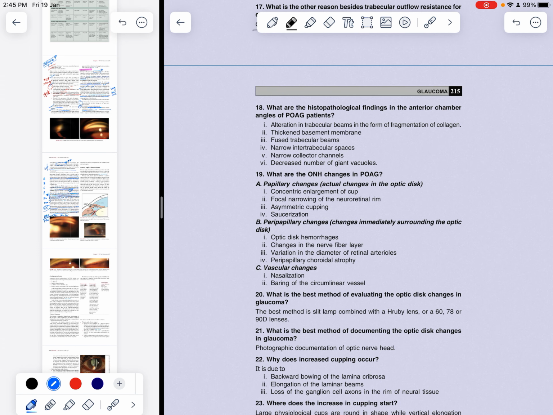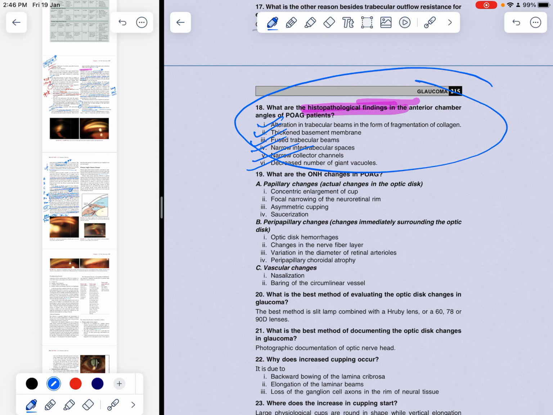What are the histopathological changes? This is a new question apart from Parsons. Histopath changes. Make a note of it. Alteration of trabecular beams in the form of fragmentation of collagen, thickened basement membrane, fused trabecular beams, narrow intertrabecular spaces, narrow collector channels, decreased number of giant vacuoles. This is an important question. This is not mentioned in Parsons. While we get into Kanski, then we might get this answer. But for now, I am trying to mix Parsons and frequently asked questions.